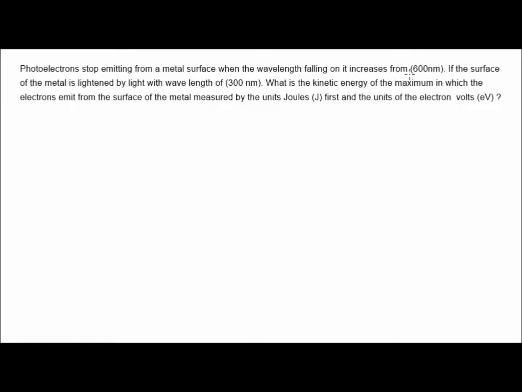The question says photoelectrons stop emitting when the wavelength is 600 nanometer. That means this is the cutoff wavelength. And when the metal surface is lightened by the wavelength of 300 nanometer, what's the maximum kinetic energy with which the electron is emitted from the surface of the metal, in joule and electron volt?